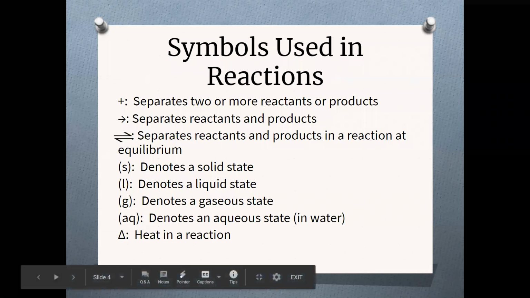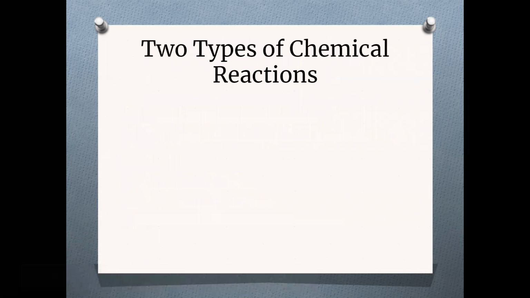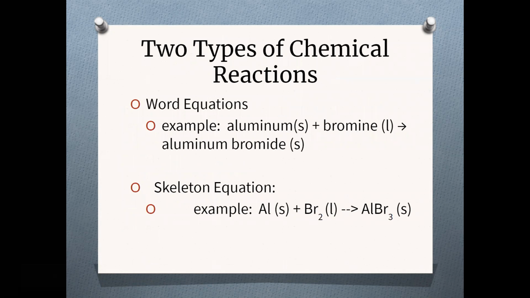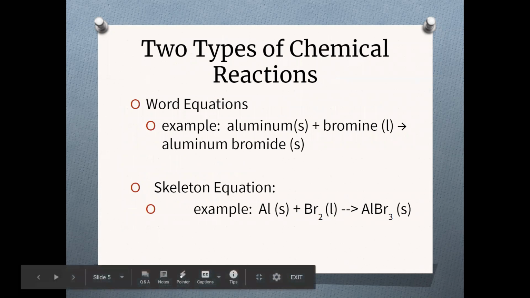The last symbol that I would like you to be aware of, that you probably won't see again for another couple of units, is this triangle, also known as delta, and that stands for the heat in a reaction. There are a couple of different ways that I could represent chemical reactions to you. I could either represent a chemical reaction with a word equation, or I could represent it as a skeleton equation. So both of these examples are the exact same reaction.